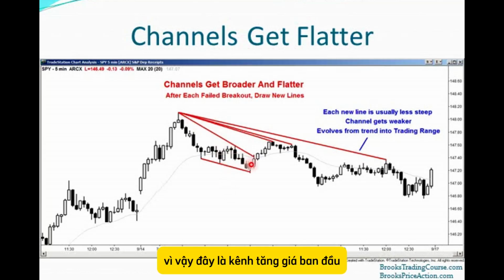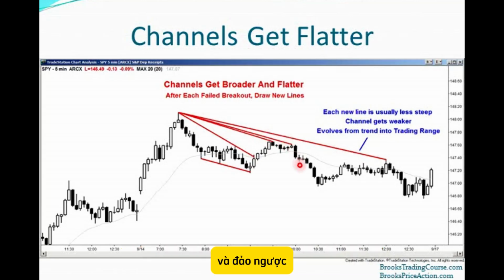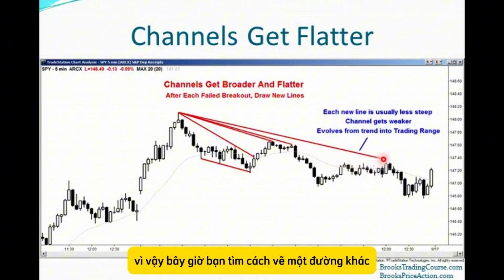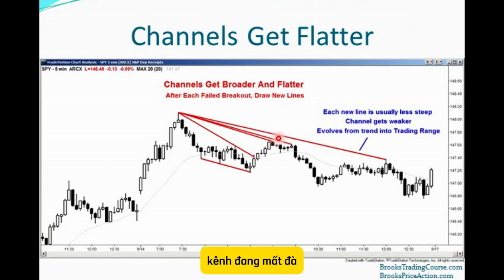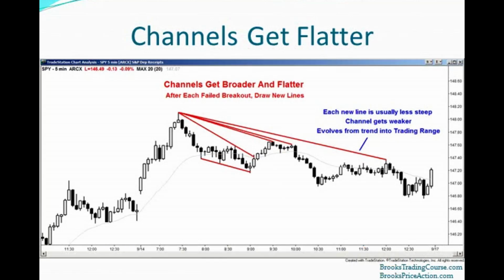So here's that initial bull channel. The market broke out to the top. As soon as it reverses down, you draw another line. The market here went above that first line. It reversed down, so now you draw another line. And here, I didn't extend this line forward, but we broke above it, so now you look to draw another line. And you can see these lines are becoming increasingly flat. The channel is losing momentum, it's becoming flatter, and eventually it will evolve into a trading range.